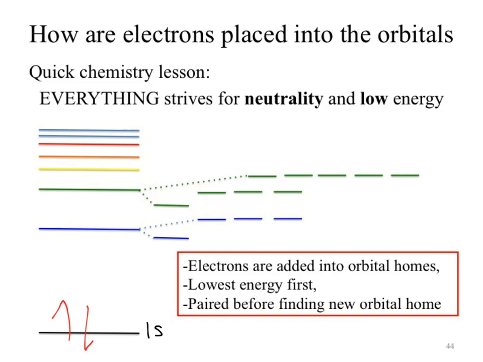Always go to the lower energy level, which is going to be the 2s. So when we move to lithium, there's our extra electron. Let's keep it in red.